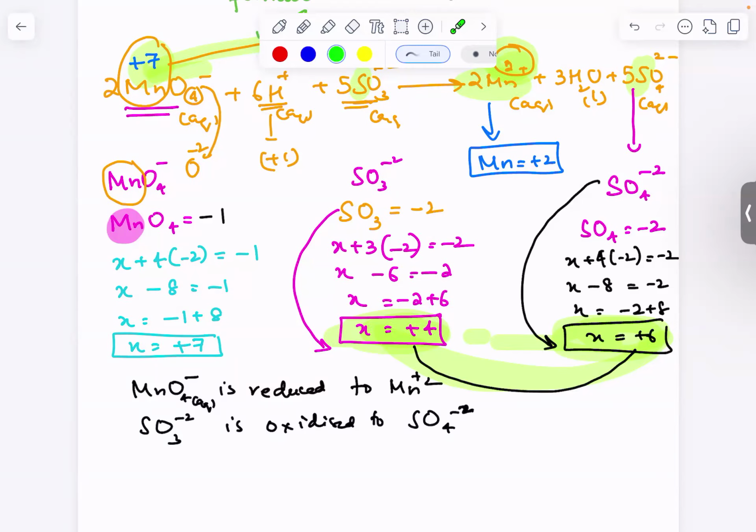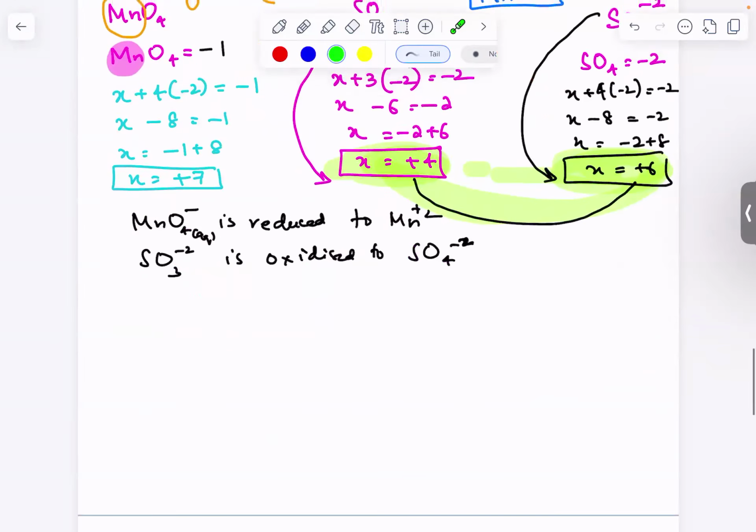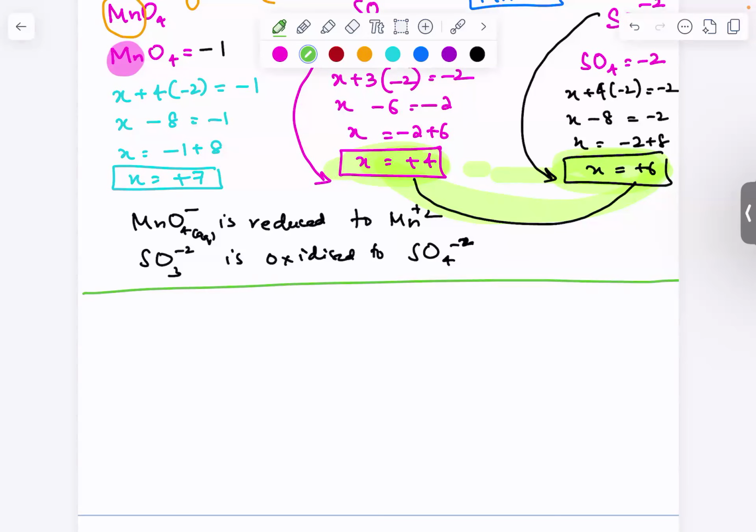Okay, there is another example given, a very absurd example. Assign oxidation state to carbon in C3H8 and comment on your answer. So according to this, we have C3H8. We need to assign the oxidation number.